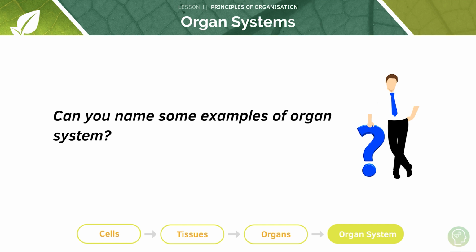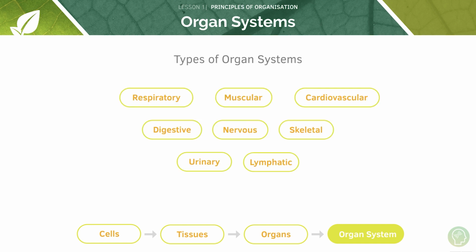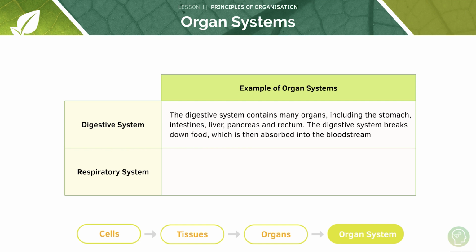So can you name any examples of organ systems? Well, these are the various different types of organ systems that we have in our human body. But we're not going to be too mean here, and we're just going to talk about two: the respiratory system and the digestive system. The digestive system contains many organs, including the stomach, intestines, liver, pancreas, and rectum. So these are all different organ units. The digestive system itself, all of these organs come together to break down food, which is then absorbed into the bloodstream in order to provide us with our vital nutrients.